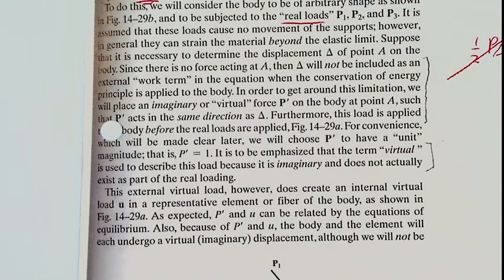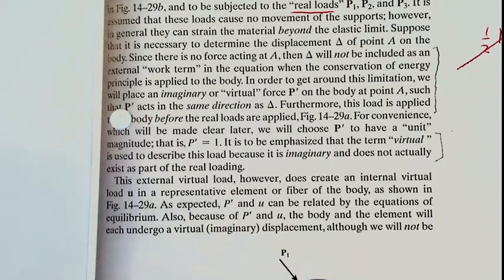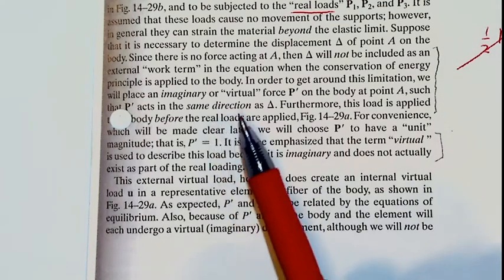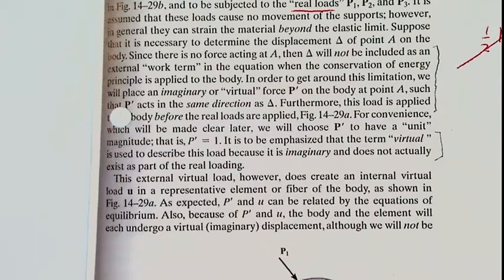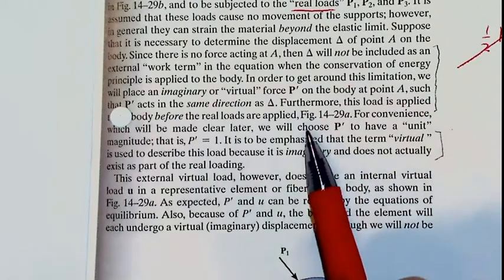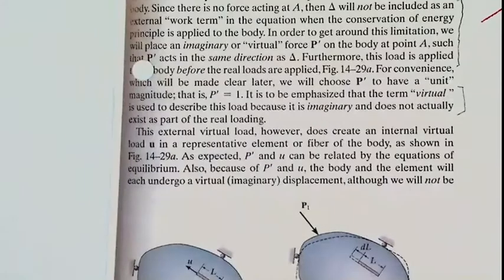In order to get around this limitation, we will place an imaginary load. Can you imagine we had imaginary numbers? Now suddenly we have an imaginary load, and we have virtual work. Virtual work means not real work, but virtual work. Okay, an imaginary or virtual force P prime on the body at point A. So that will be P prime here.